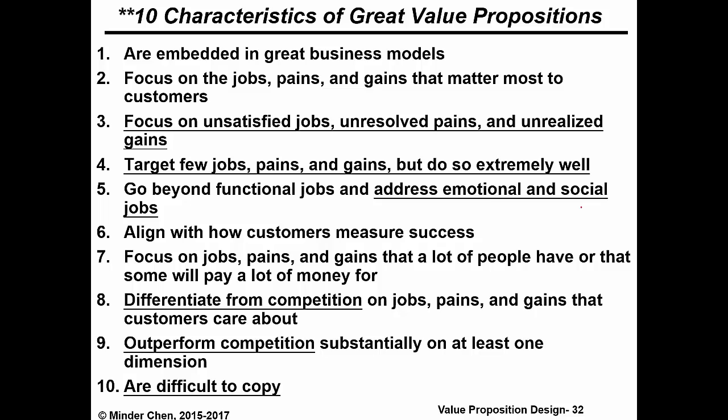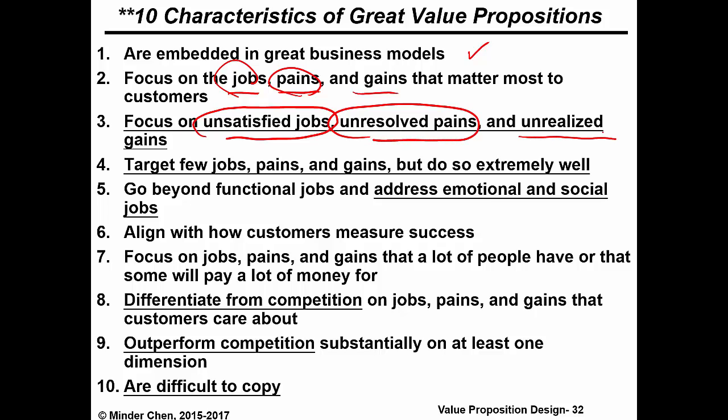There are 10 characteristics of a great value proposition. We're going to just quickly go over them, and you can read it yourself in detail. A great value proposition is part of your great business model. You try to focus on the jobs, the pains, and the gains, and particularly the jobs and the pains, in my opinion, matter the most to customers. So you need to prioritize them. You try to focus on the unsatisfied job, unresolved pain, or unrealized gain. Target few jobs, focus on pains and gains, but do so extremely well. Then you stand out. Go beyond the functional job and try to address the emotional and social jobs, which are increasingly important. And also align your effort with how the customer measures success.